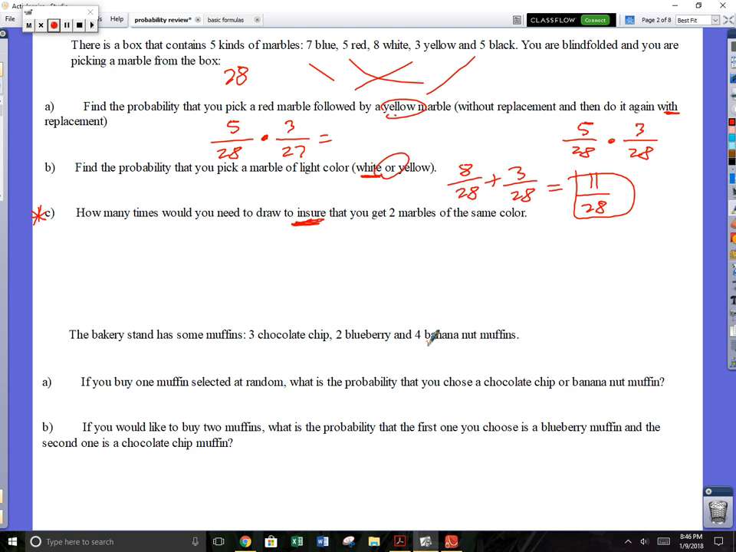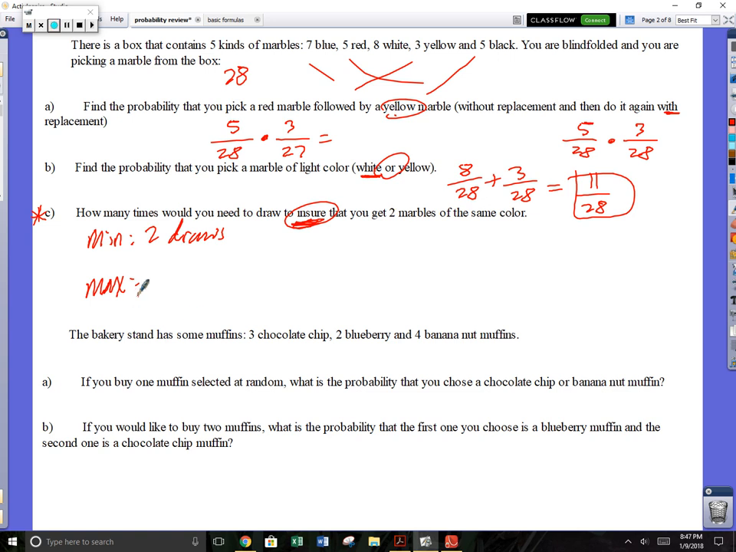So I could reach in and draw a red, and then my second draw could be a red, and I'm done. That could happen in a minimum of 2 draws. But let's find the max, because that's what is going to ensure that we have 2 marbles.